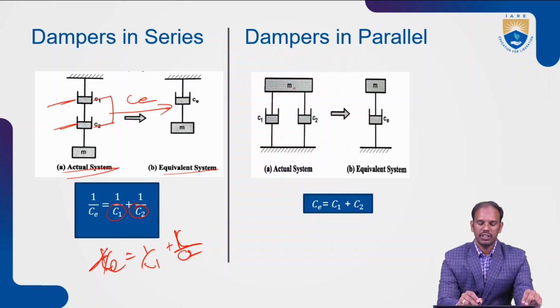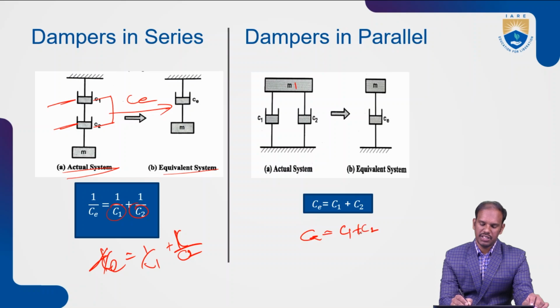The mass is connected to damper 1 and damper 2. We can write it as the mass connected to CE, one equivalent damper. In this result, CE, the equivalent damper, equals C1 plus C2, where C1 and C2 are the damping systems, which completes the series and parallel cases.